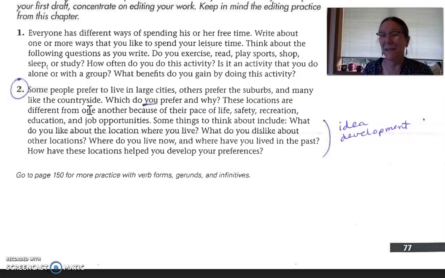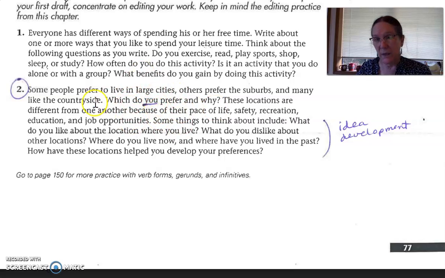In our area, Pacific Northwest, Seattle is the city, and Linwood and surrounding cities are the suburbs. And then the third place is the countryside, so the rural place where there's more livestock in the fields than there are people in the houses. So very open, lots of land that doesn't have houses on it or apartments on it. Okay, so that's the topic. Which do you prefer and why?